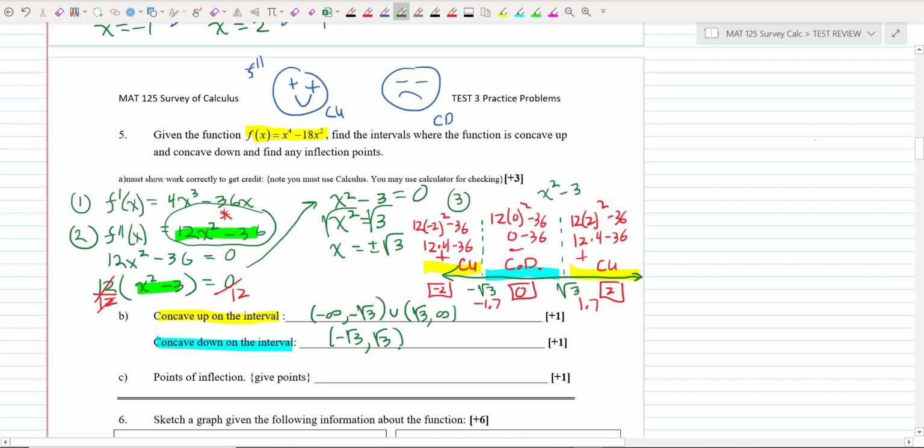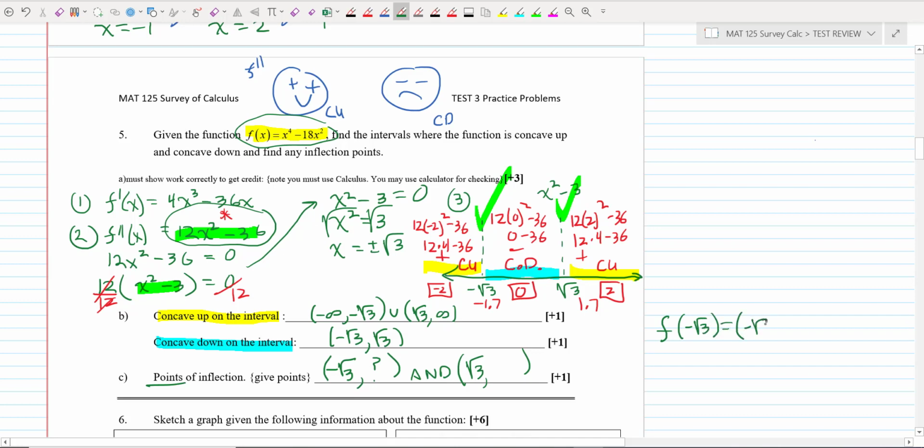Okay, now a point of inflection has to be a point on the graph where the concavity changed. And basically the concavity changed in two locations. The concavity changed at that place and that place. So our points of inflection are going to be at negative square root of 3, we'll figure out the y value here in a minute, and square root of 3, and then we'll figure out the y value. Now to figure out the y value, you need to go back to the original function. So we need to evaluate the function at negative square root of 3.